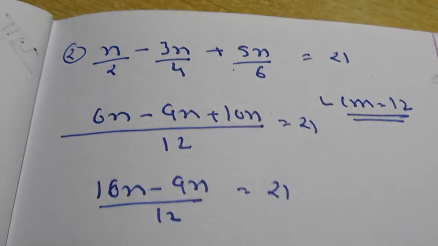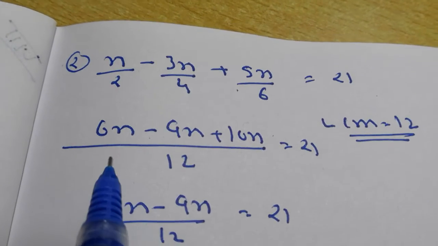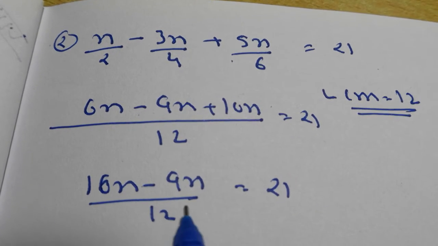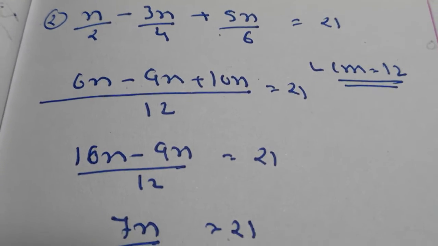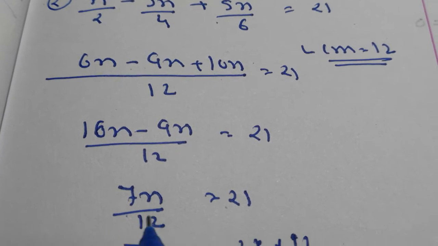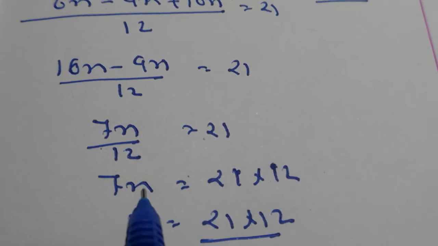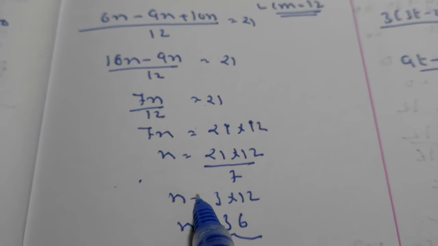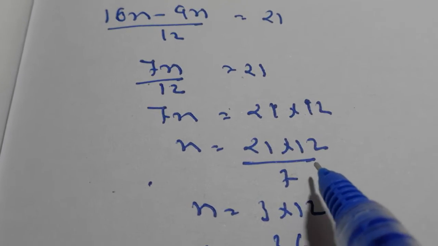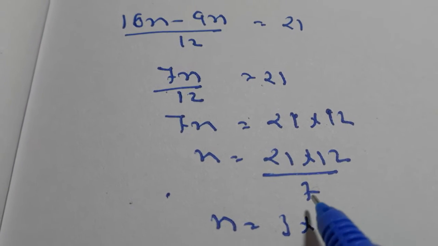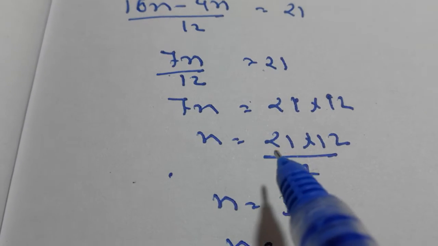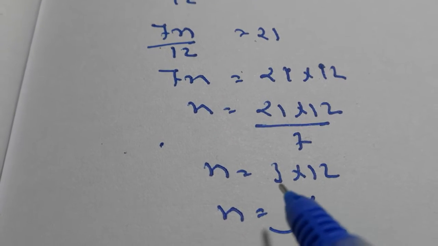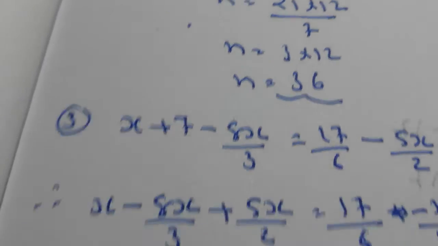is equal to 21. So 6n plus 10n, that is 16n, minus 9n upon 12 is equal to 21. 16 minus 9 is 7n upon 12 is equal to 21. So 7n is equal to 21 into 12. So n is equal to 21 multiplied by 12 upon 7. This multiplication comes as division. So 7 threes are 21. So n is equal to 3 into 12, that is 36.